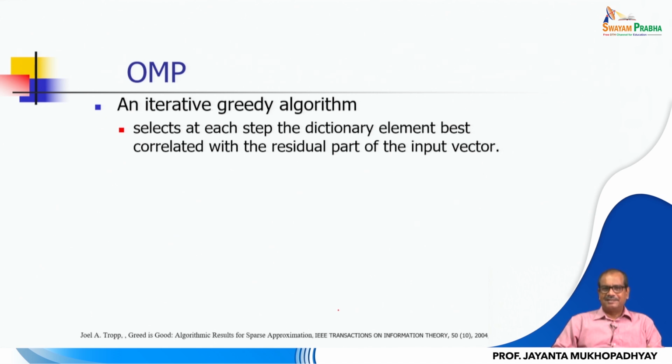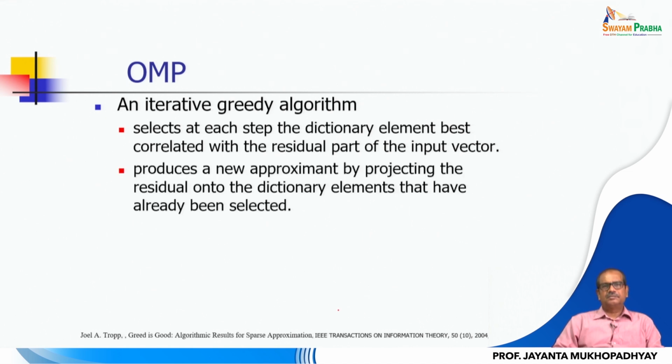Because it's a greedy method, at every step we are representing a certain part of the input vector by one of the atoms and getting these coefficients. When we get it, that part of the input vector is subtracted from it, and we again carry on with the residual vector. That is what the residual is. So it produces a new approximant by projecting the residual onto the dictionary elements that have already been selected. Projecting is the operation which actually measures the correlation, which is simply the dot product of two vectors.